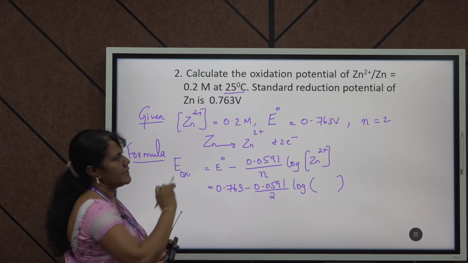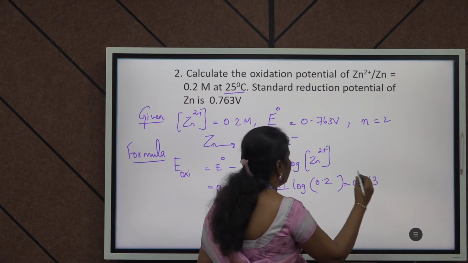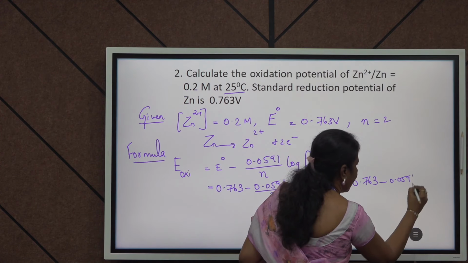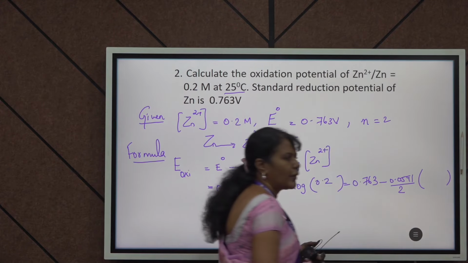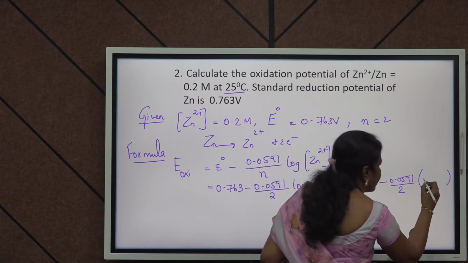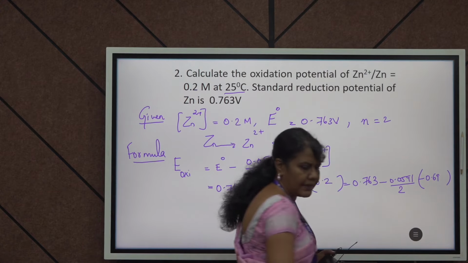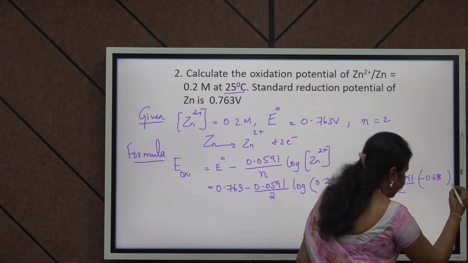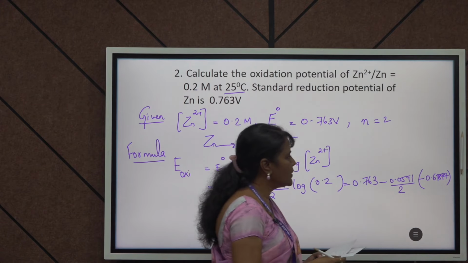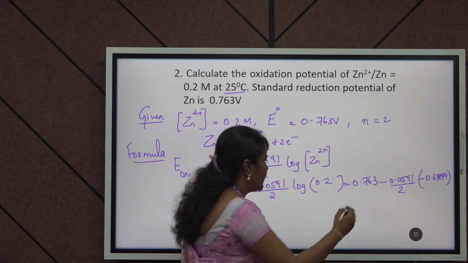As in the previous problem, first we have to find out the log value. Then 0.0591 will be multiplied by the log value and divided by 2. So we will get 0.763 minus 0.0591 by 2. Log of 0.2 is found to be minus 0.69897.